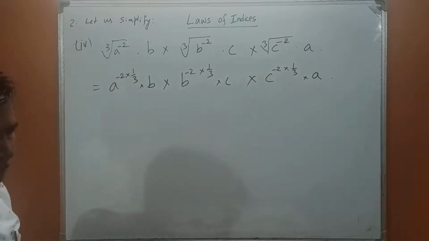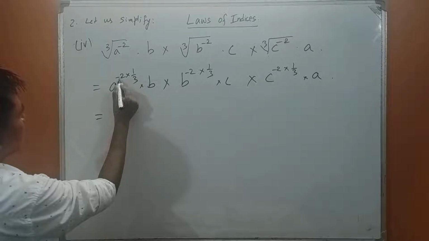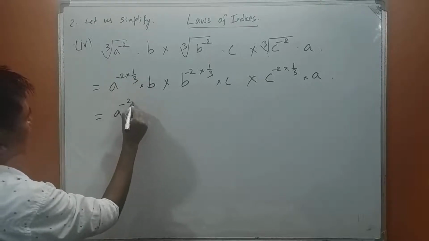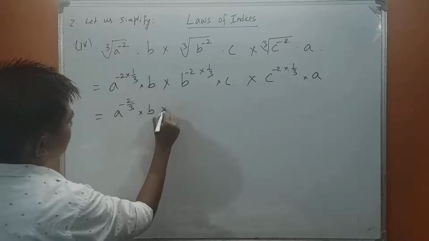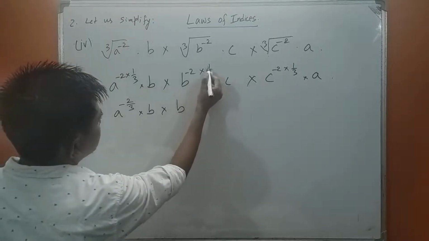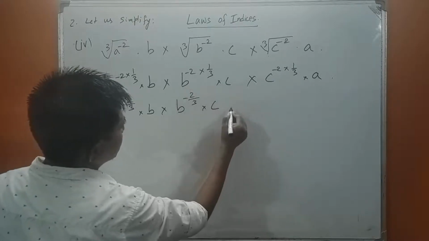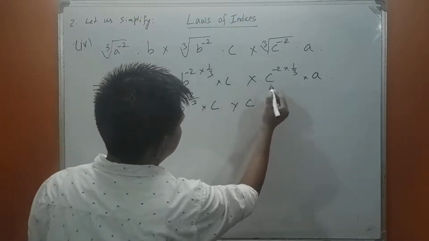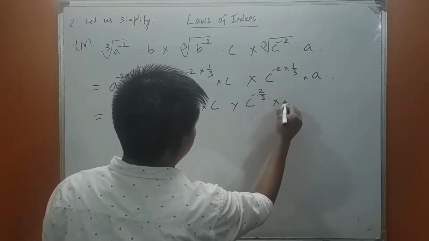So now, here we have a to the power minus 2 into 1 is minus 2 upon 3, isn't it? Into b, minus 2 into 1 is minus 2 upon 3, into c. Into c, minus 2 into 1 is minus 2 upon 3, into a.